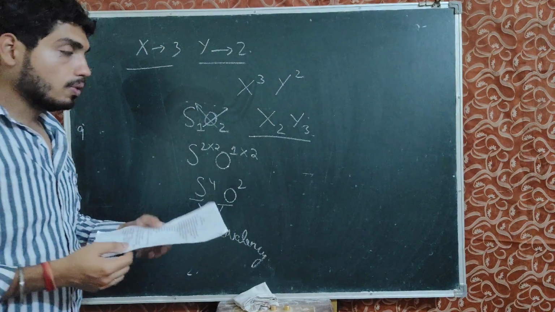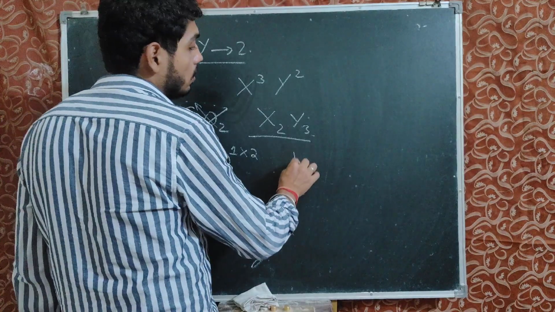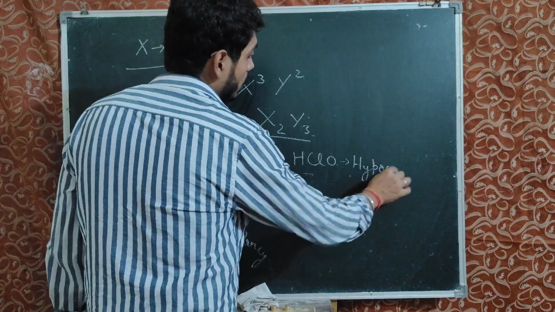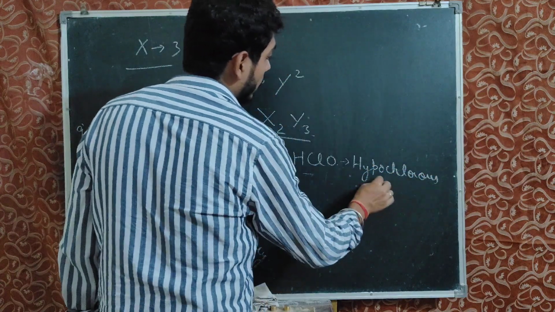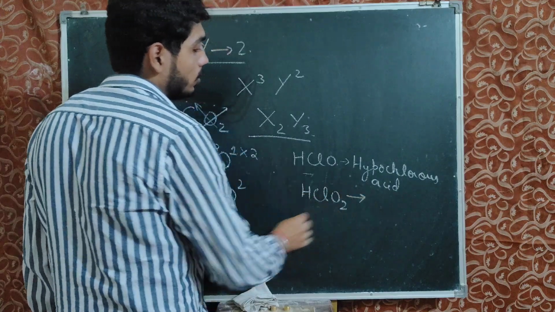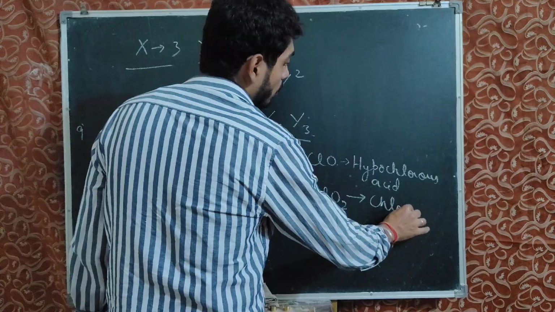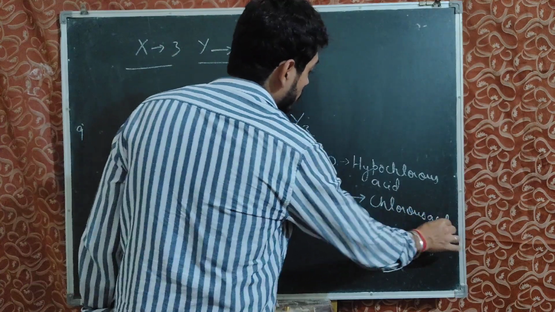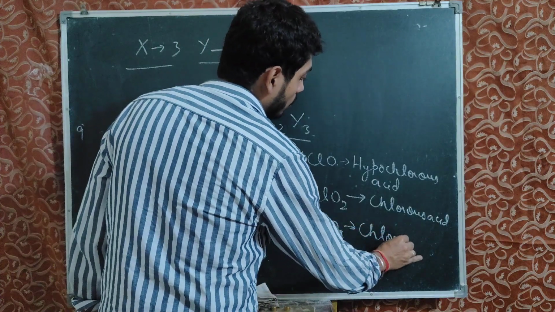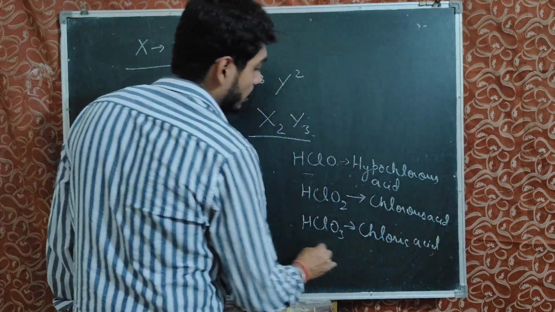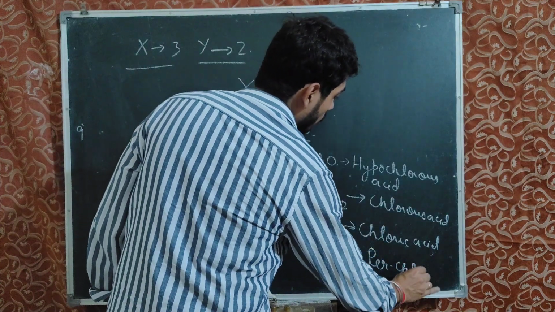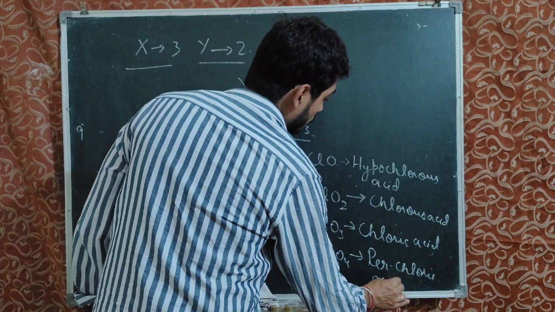Okay, 4 oxyacids of chlorine and 2 of sulfur. We have already done this one, known as hypochlorous acid. Next, HClO2. These acids only differ in their number of oxygen atoms. Chlorous acid. Next is HClO3, chloric acid. Then HClO4, perchloric acid. So these are some of the acids.